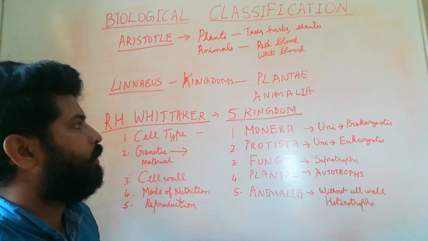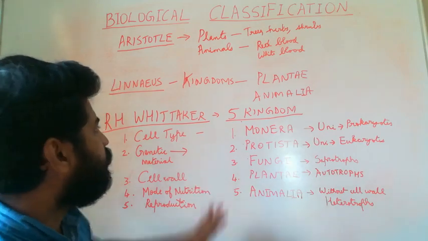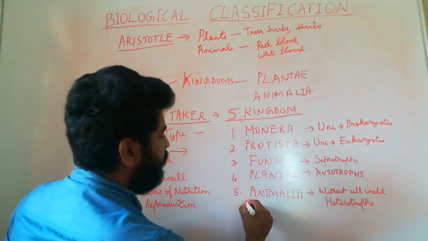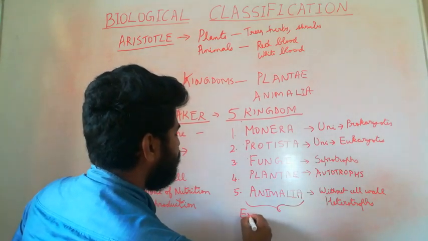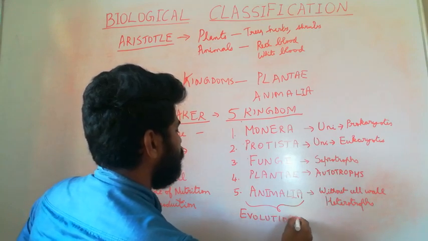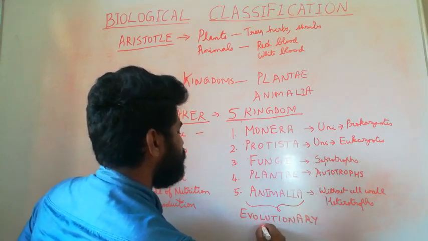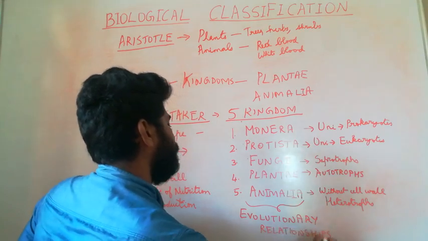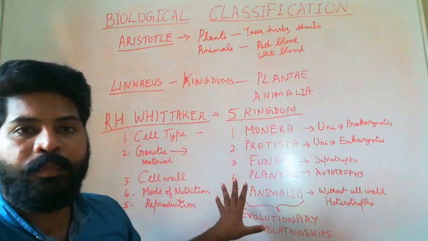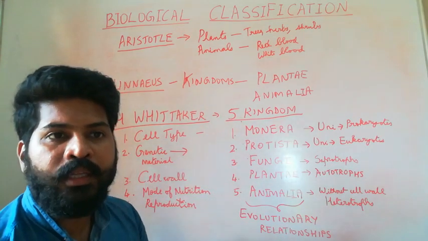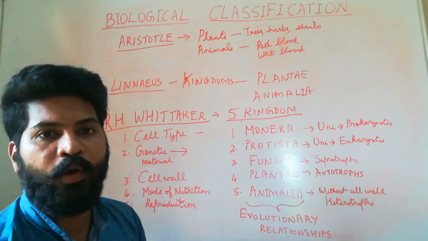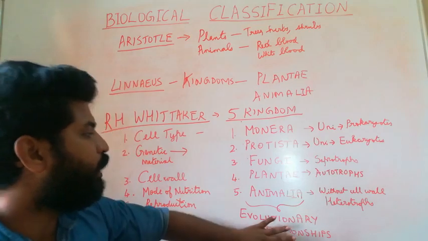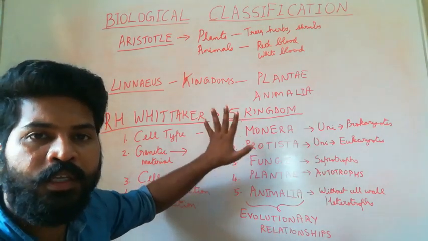Another important criteria that Robert H. Whittaker used other than this was that he also studied their evolutionary relationships. So evolutionary relationships were also considered when this system of classification was done. Basically, the phylogeny was also taken into account, how 2 groups of organisms are related to each other. So based on that also 5 kingdom system of classification was done.